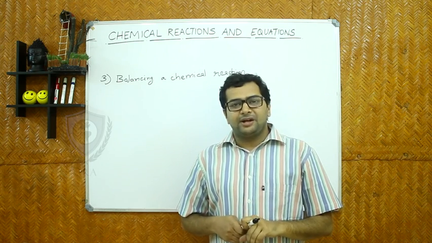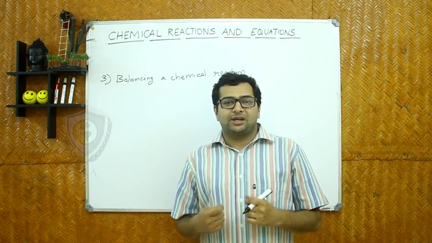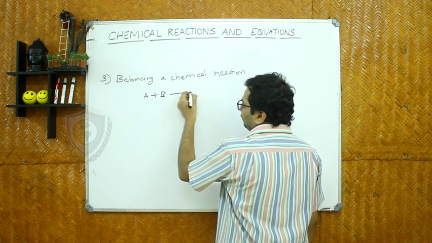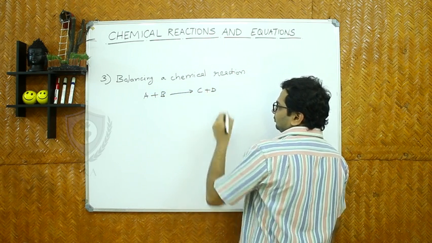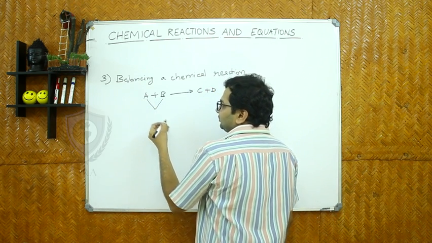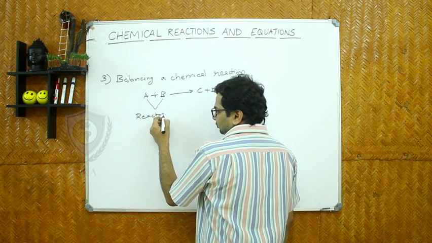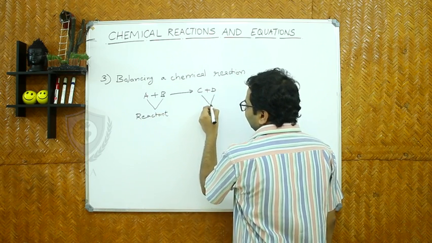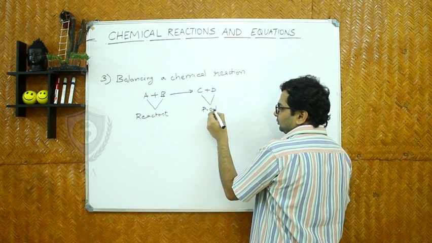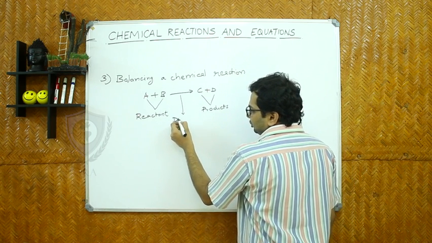So prior to balancing a chemical reaction, let's look at what all are the different terms which are used in a chemical reaction. So let's take a simple chemical reaction, A plus B forming C plus D. A plus B are either elements or compounds which are taking part in the reaction, and hence they are called reactants. C and D are something which are getting formed at the end of the reaction and are called products. The arrow denotes the direction of reaction.